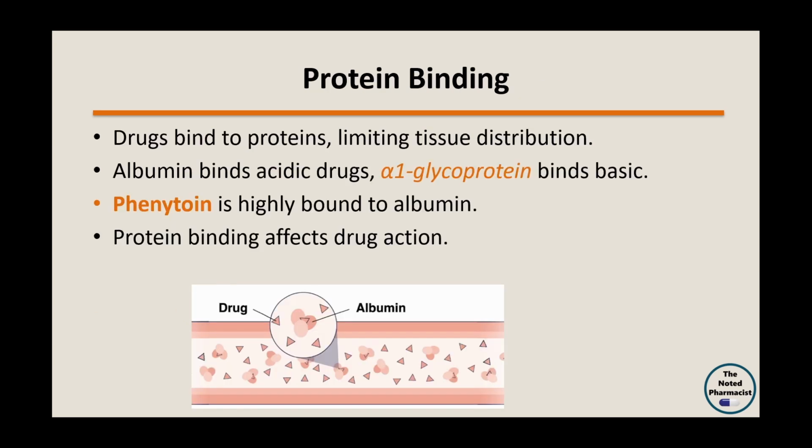Let's look at protein binding. Protein binding affects how drugs are distributed in the body. Drugs bind to plasma proteins, primarily albumin, forming complexes too large to cross cell membranes, thus limiting their movement into tissues. For example, basic drugs like propranolol primarily bind to alpha-1 glycoprotein, while other drugs, like phenytoin, are highly bound to albumin, 95%. This binding restricts the drug's action until displacement occurs, which releases the drug, increasing the free drug concentration and possibly intensifying the pharmacologic response.